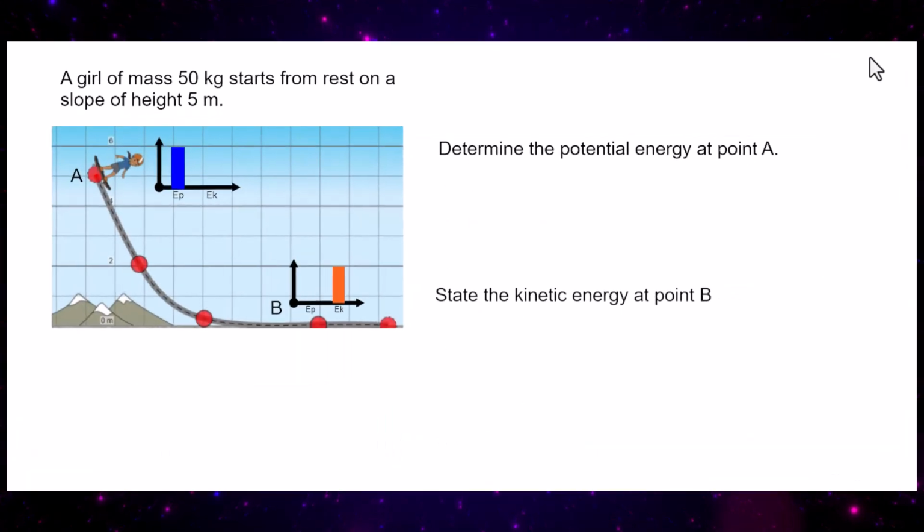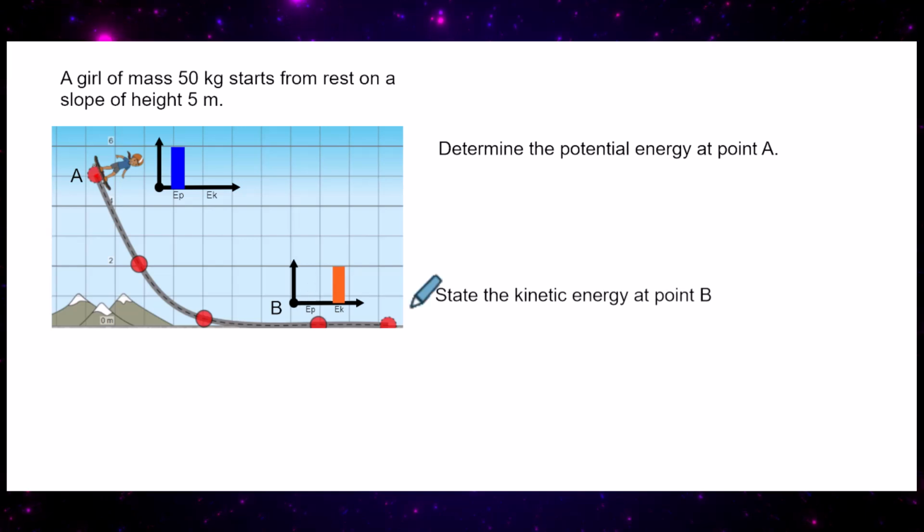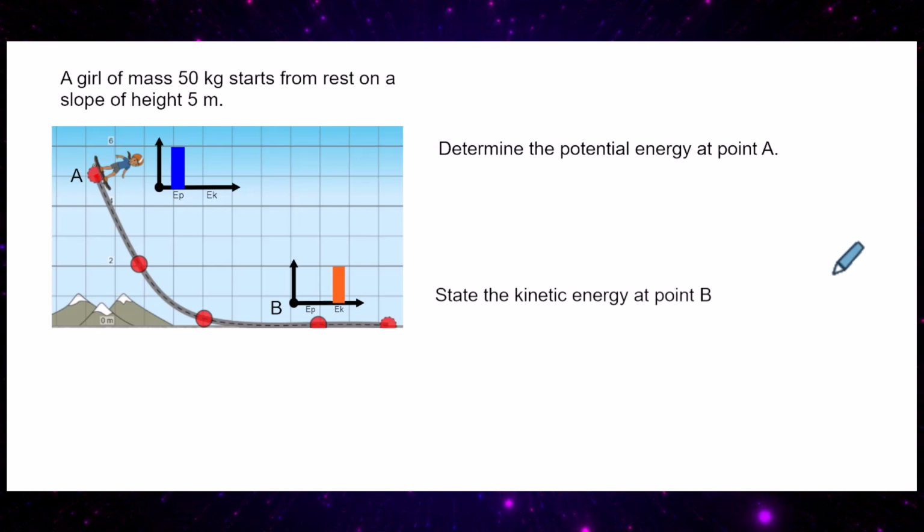So here's a girl of mass 50 kilograms starting from rest on a slope of a height of 5 metres in the skateboard park. And what we're asked to do is determine the potential energy at point A. Now the little graph there shows you that at that position A, the skateboarding girl has all potential energy. No other type of energy, just potential energy. And if we look at position B, you can see that all that potential energy has been transferred into kinetic energy. So whatever potential energy you had has now been transferred into kinetic energy at the bottom.